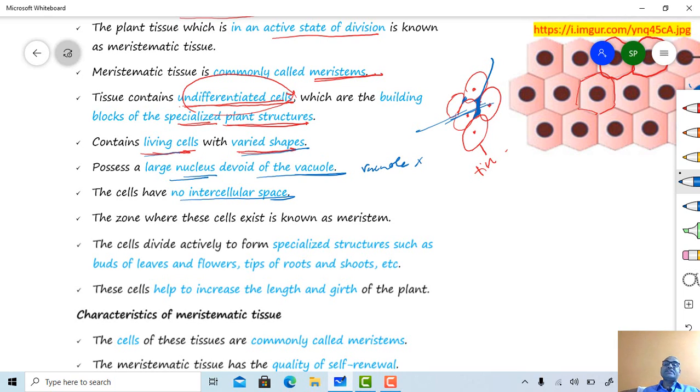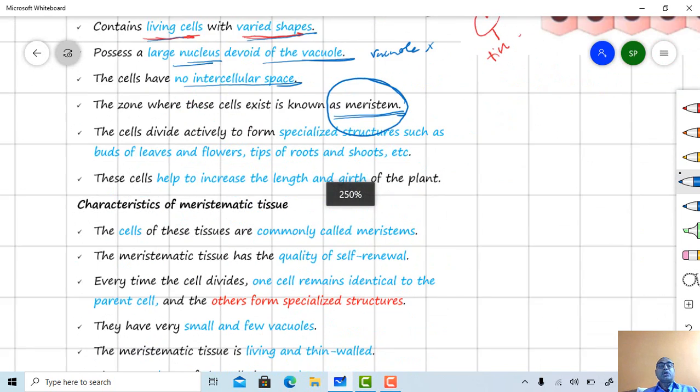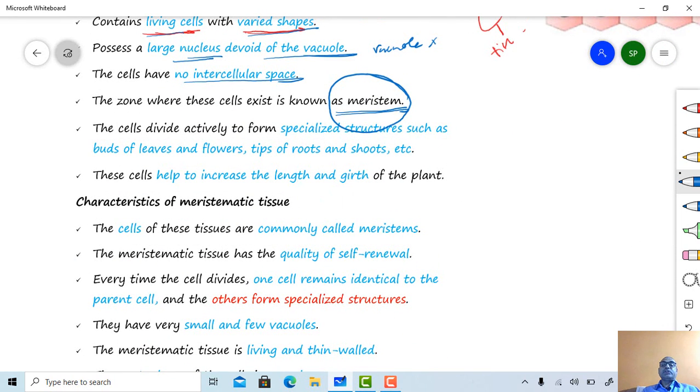The zone where these cells exist is known as a meristem. The zone of the plant where these meristematic cells are present is called a meristem. The cells divide actively to form specialized structures like buds, flowers, tips of root as well as shoot. Shoot means stem. So these cells divide, and what do they produce?